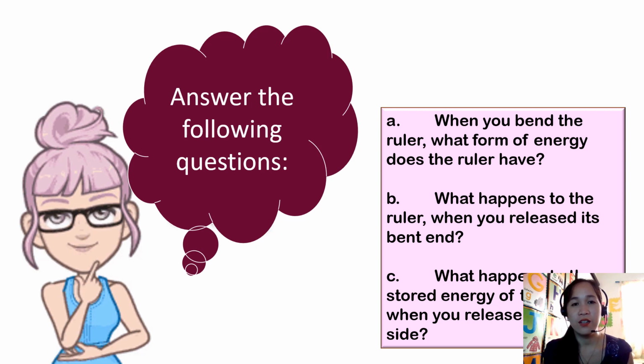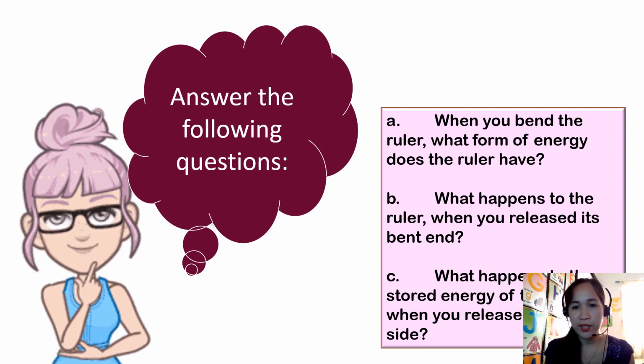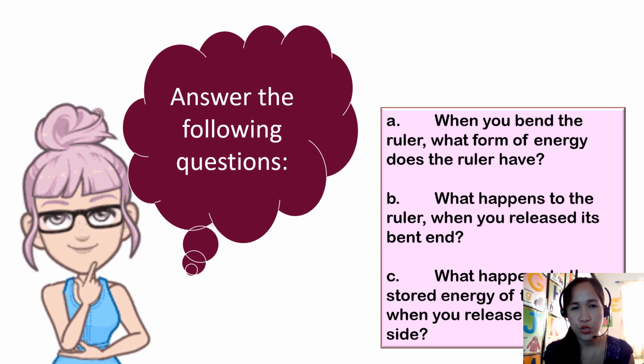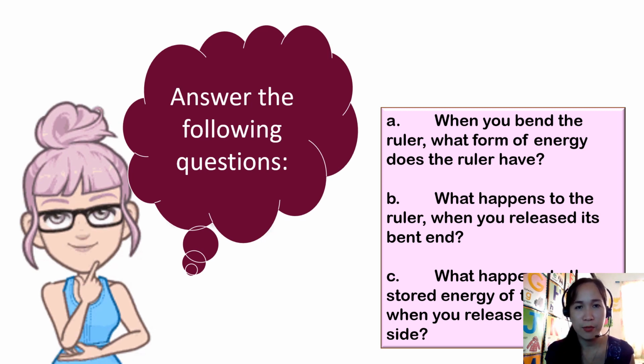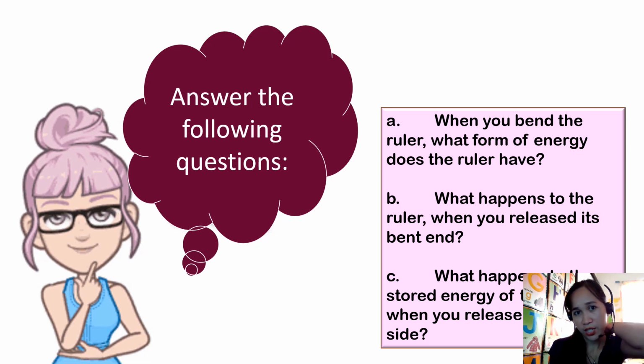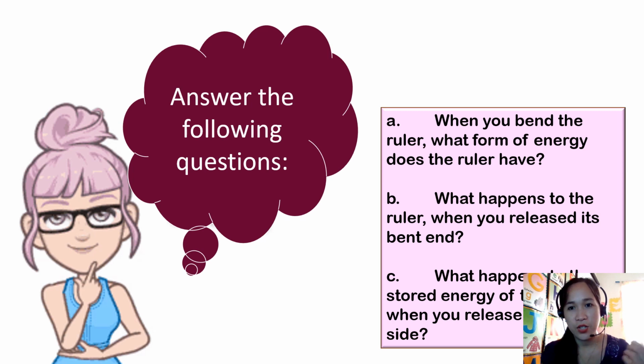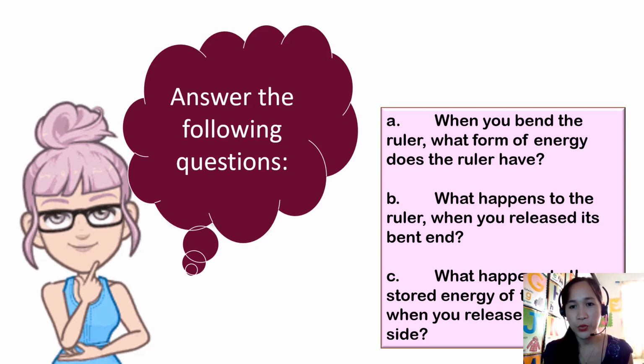First question. When you bend the ruler, what form of energy does the ruler have? If you could still remember our discussion of the two types of energy, what are those? Those are the potential energy and the kinetic energy. So for the first question, when you bend the ruler, what form of energy does the ruler have?